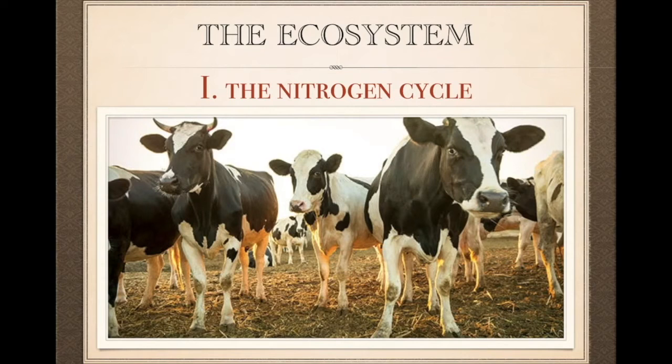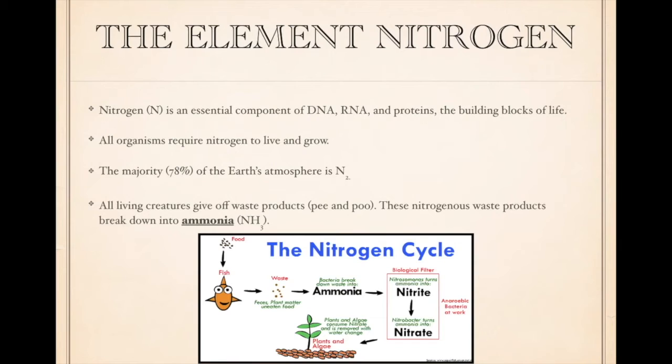Now we're going to focus on the top 3 cycles in our topic of ecology. The first cycle is the nitrogen cycle. Going back to what you learned with elements and molecules, the element nitrogen is one of the top 4 elements of the human body. It is also the top element found in the atmosphere, making up about 78% of the Earth's atmosphere. The molecule is N2. Now remember, it's a molecule because it's two of the same, not a compound.